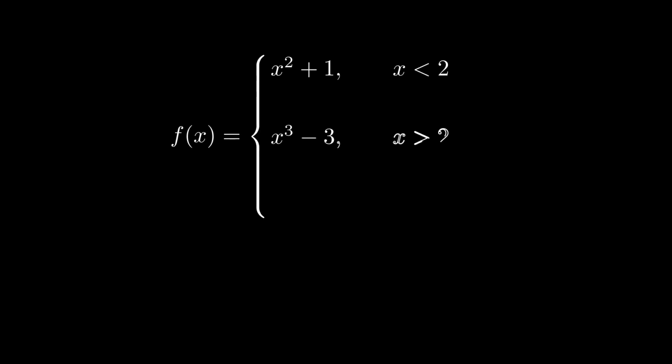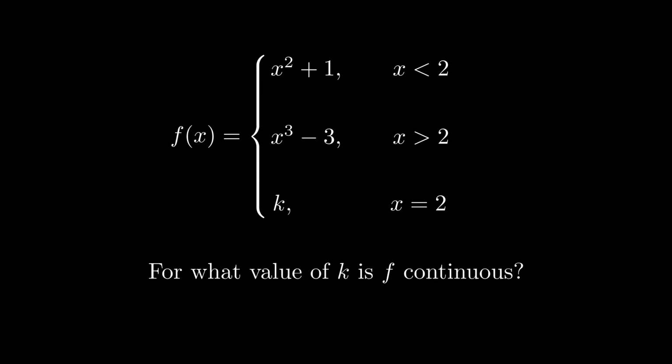Today on Trigonometries, we're going to do an example that concerns continuity. In particular, we're going to try to find the value of k that makes the following function continuous at x equals 2. It's a piecewise function where f of x is equal to x squared plus 1 whenever x is less than 2. It's equal to x cubed minus 3 whenever x is greater than 2. And it's equal to k when x is equal to 2. And we're supposed to define k to make f continuous at x equals 2.